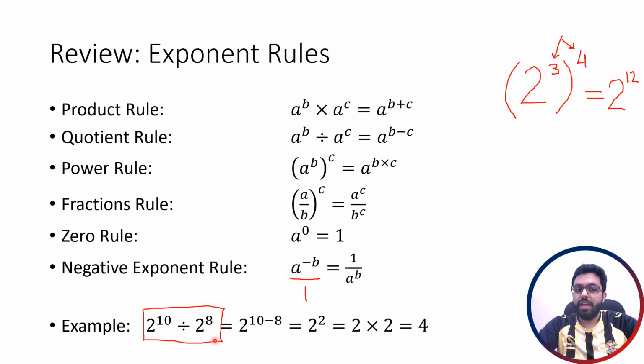But if you can take advantage of exponent rules, it's not always going to be the quotient rule. Sometimes it'll be the product rule. Sometimes it'll be the power rule. Sometimes it'll be the zero rule.